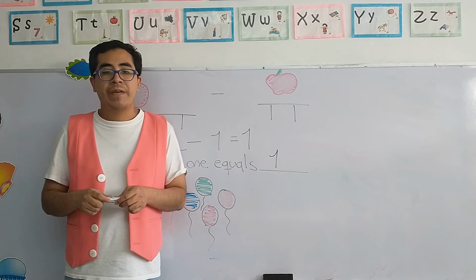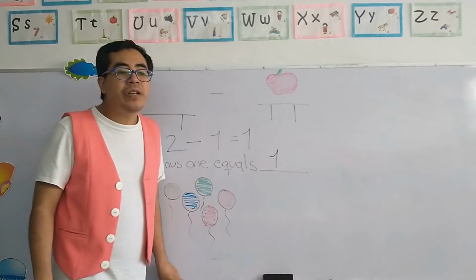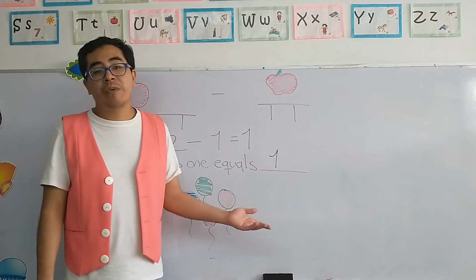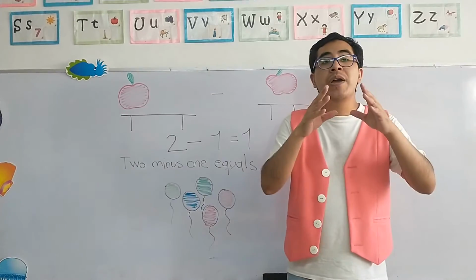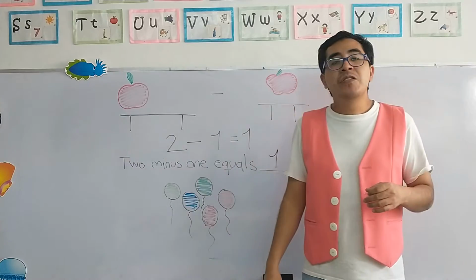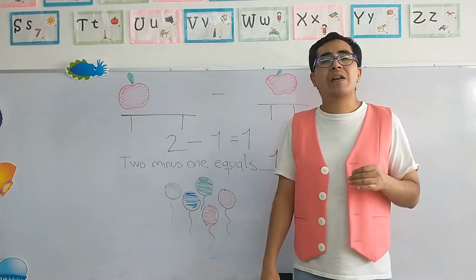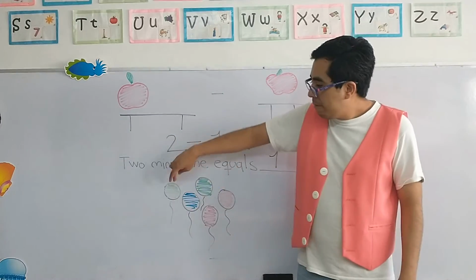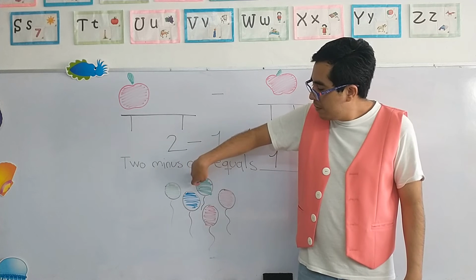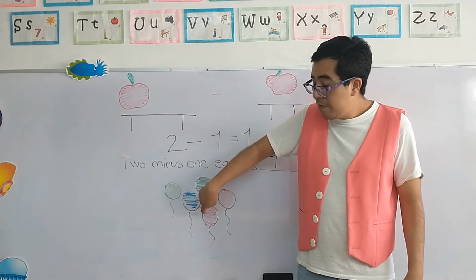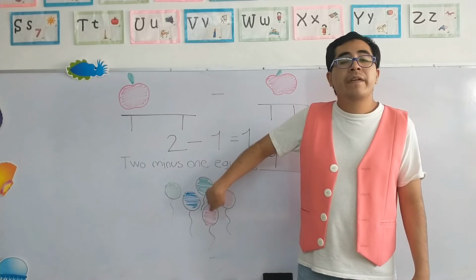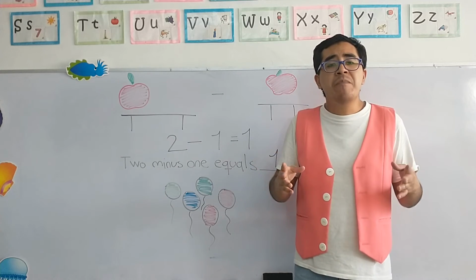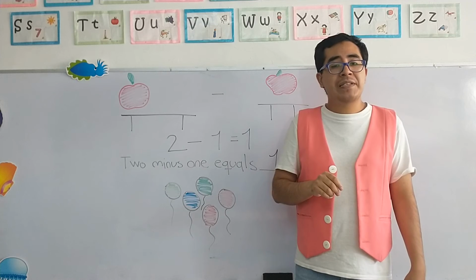Okay? Very good. Now, let's continue with the second subtraction. Now, for the second subtraction, once again, we are going to work with balloons. Now, first of all, let's see how many balloons are here. Primero vamos a ver cuántos globos tenemos. 1, 2, 3, 4, 5. They are 5 balloons. And what happens if we remove 2 of them? ¿Qué pasa si quitamos 2?